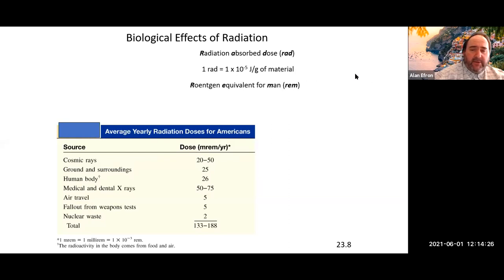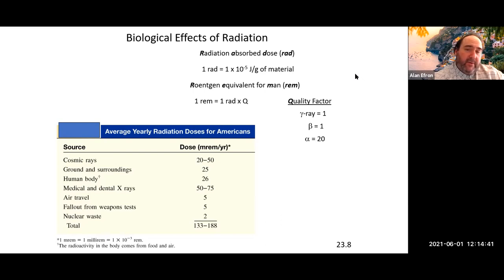There are biological effects in terms of radiation, and it is based on the type of radiation that we're exposed to, as to the factor by which we would multiply these things.